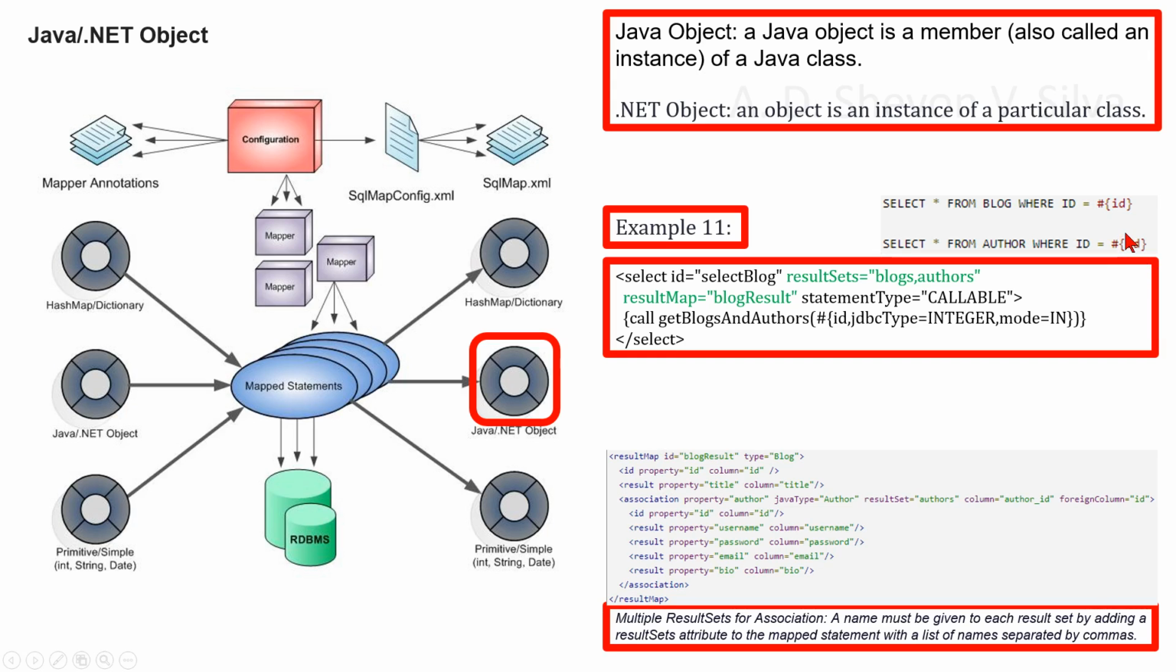In this example, the stored procedure executes the following queries and returns two results. The first will contain blogs, and the second contains authors. A name must be given to each result set by adding the resultSets attribute to the mapped statement with a list of names separated by commas.